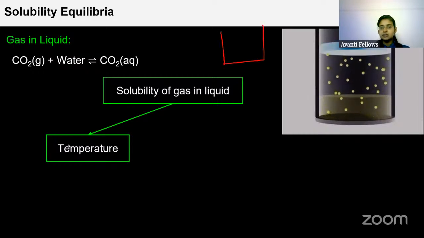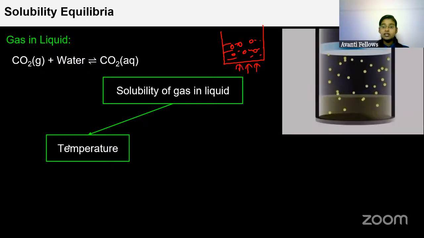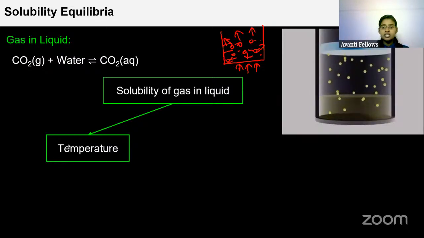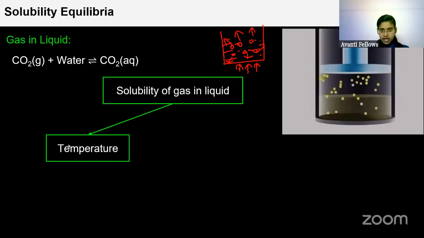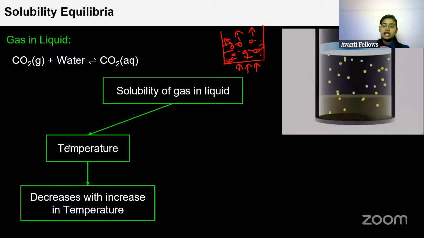So this is the system. I have gas molecules inside the water. And if I try to increase the temperature of the system, what will happen? Will the solubility increase? No, it will decrease. Why will it decrease? On heating this, the gas particles will try to go far away from each other. They will move here and there, far away from each other, and they will not be present inside the water. So in that case, solubility decreases with increase in temperature.